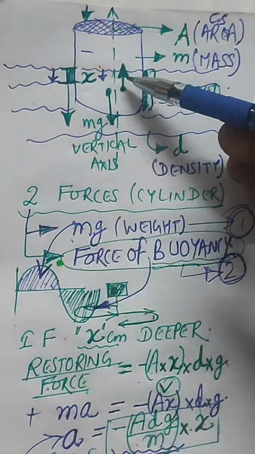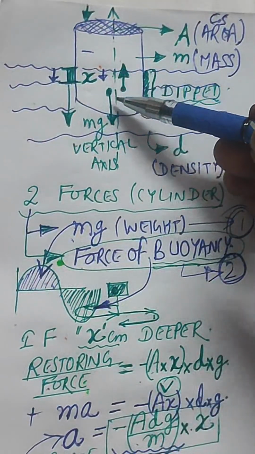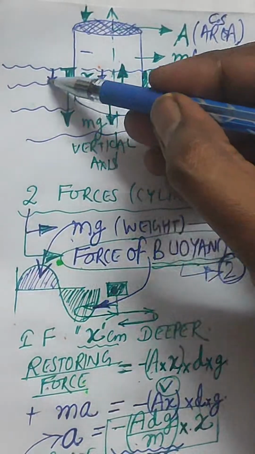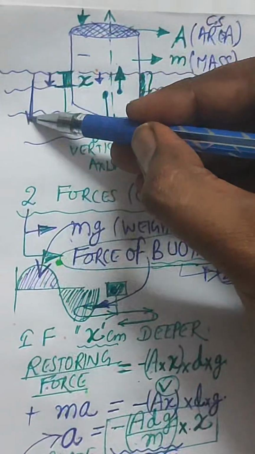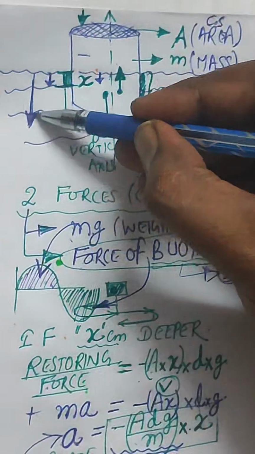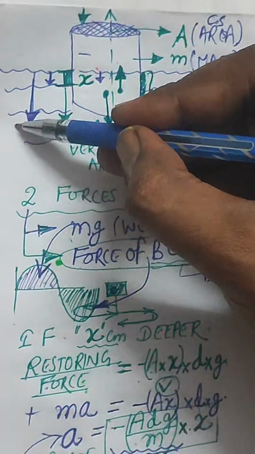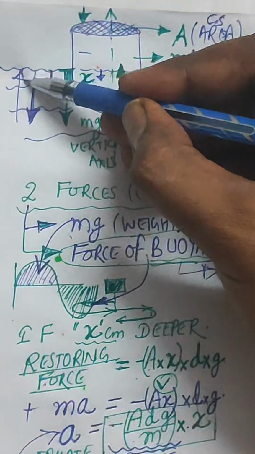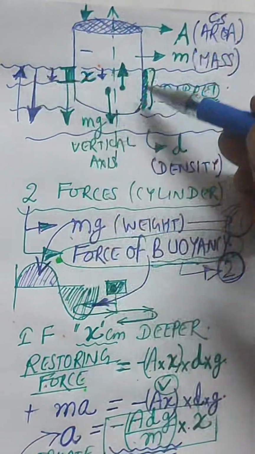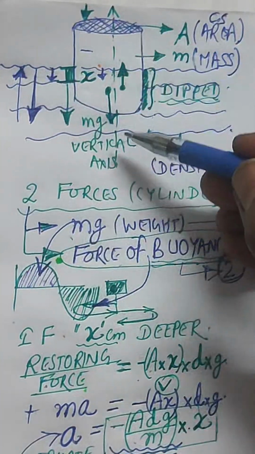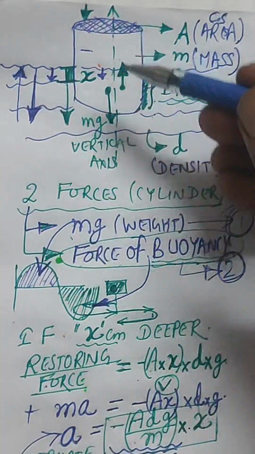That means this cylinder, due to its weight, goes down here, and again due to the Archimedes principle, the force of buoyancy, the second force, will try to retain its original position. So here you can see the cylinder will try to execute the SHM, right?